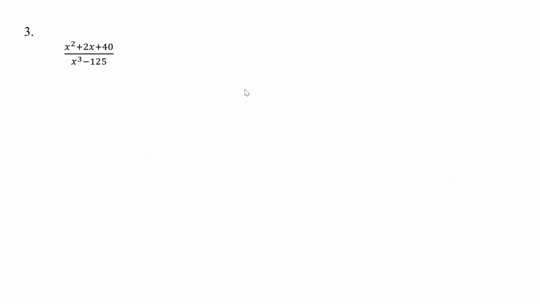All right, so what about this one? Well, this one we have a difference of cubes. So with the difference of cubes, what we have is this is 5 cubed. So what we're going to get is x squared plus 2x plus 40 over x minus 5 times x squared plus 5x plus 25. And that's going to be how we factor that one.